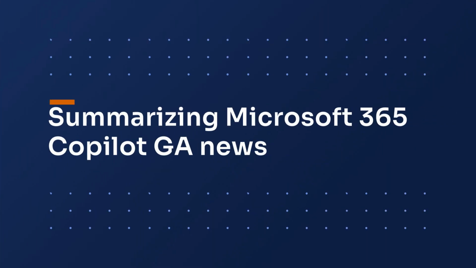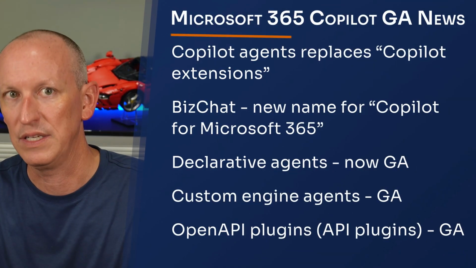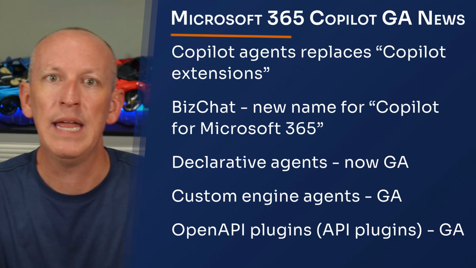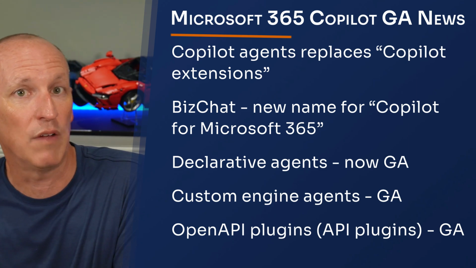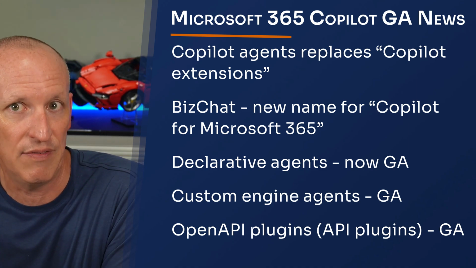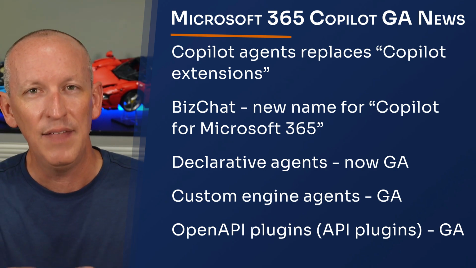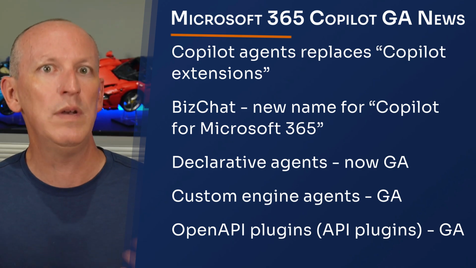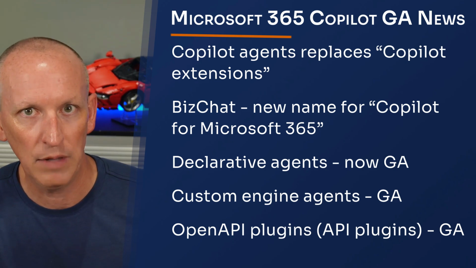Now, before we dive into the details, the main points from today's GA announcement are as follows. Copilot Agents is now the umbrella term replacing Copilot Extensions. BizChat is the new name for Copilot for Microsoft 365. This is also going to be known as Microsoft 365 Copilot or M365 Copilot. This whole concept of Copilot for Microsoft 365, that's essentially been retired. So the new name that we call it is BizChat, and we can also call it Microsoft 365 Copilot or M365 Copilot.